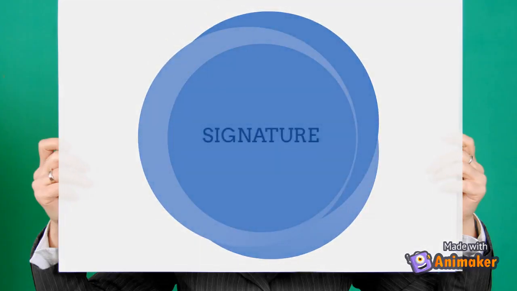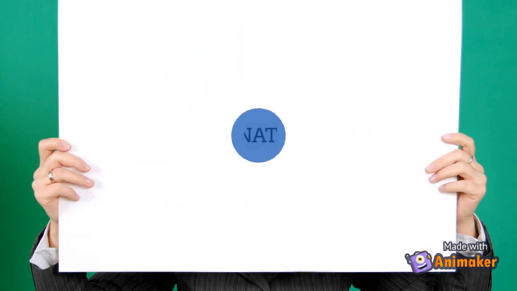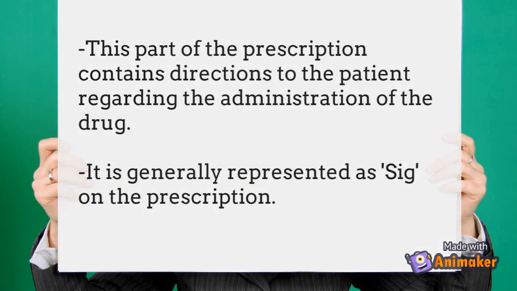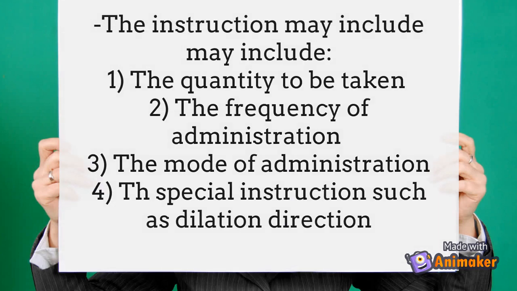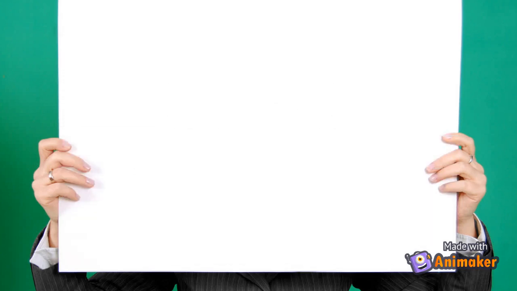The seventh part of the prescription is the signature. This part of the prescription contains directions to the patient regarding the administration of the drugs. It is generally represented as "Sig" on the prescription. The instructions may include the quantity to be taken, the frequency of administration, the mode of administration, and special instructions such as dilution directions.